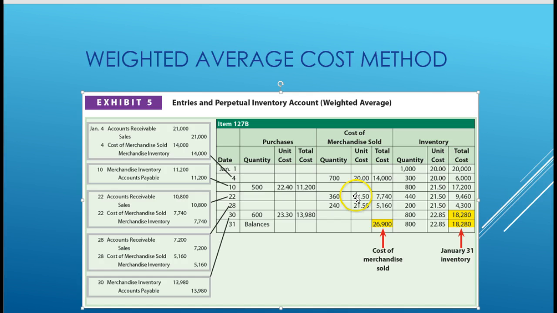Now, we've sold 360. Well, we're using a weighted average, so I don't have to worry about layers here. So that's 360 times 21.50. That's my cost at 7,740. I deduct that. I've still got 440, and this is my inventory value. I've sold another 240 here at 21.50, and here's the cost, which shows right here. And this is what's left.